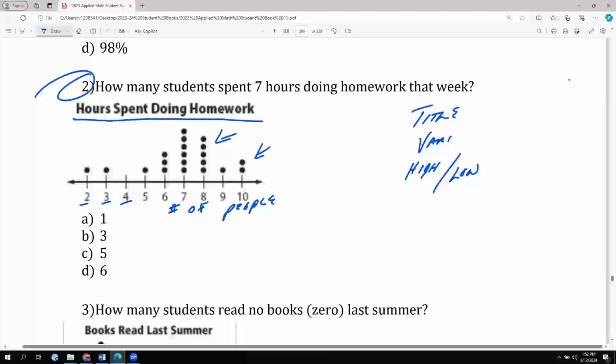So what looks high? You'd say, well, is it the one with the most dots? I'd say, yeah, exactly. The one with the most dots is your highest point, or your highest quantity. And you'd say, well, that's at 7. So it looks like I have the most dots at 7. Maybe that's hours. Yeah, that's hours. So that's that many people. How many people is that? 1, 2, 3, 4, 5, 6 people at 7 hours.